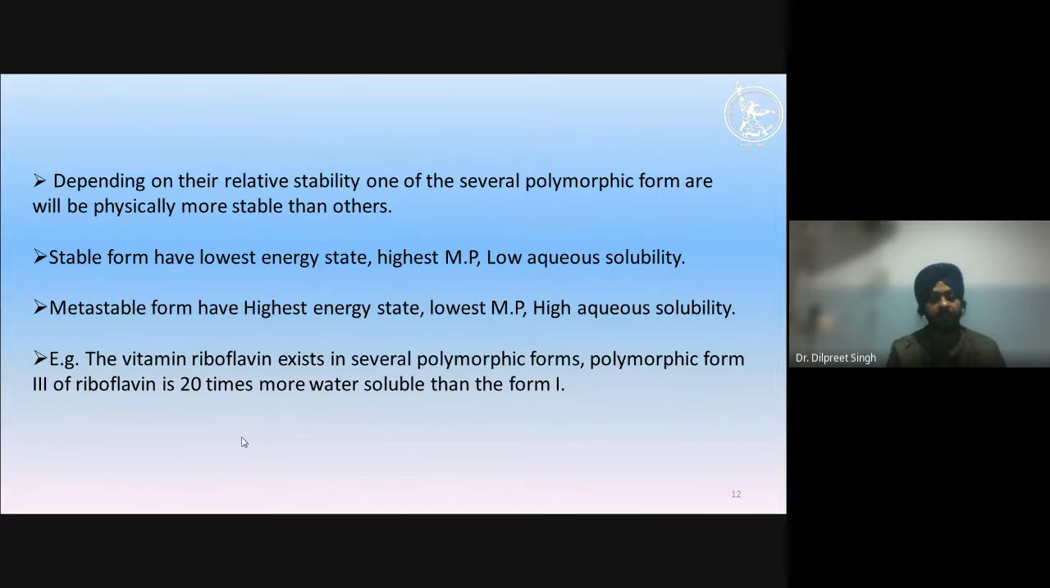For example, vitamin riboflavin exists in several polymorphic forms. Polymorphic form three of riboflavin is 20 times more active and 20 times more water soluble than form one. Riboflavin, a B vitamin, is made available in the metastable form by the FDA for promoting energy development in the body.